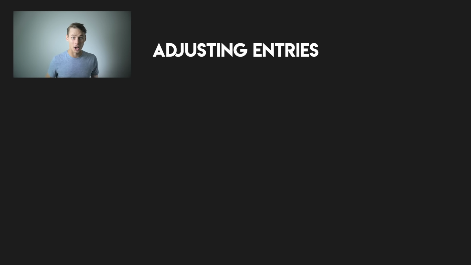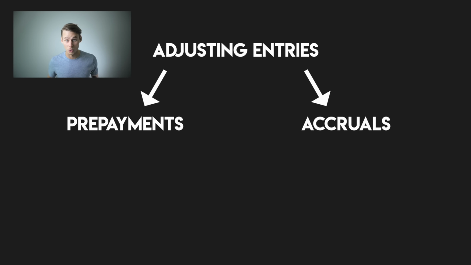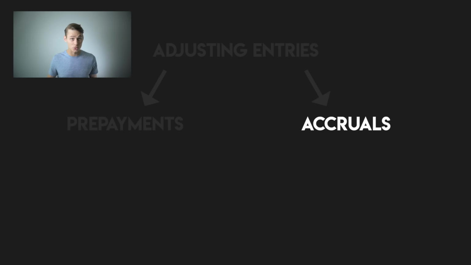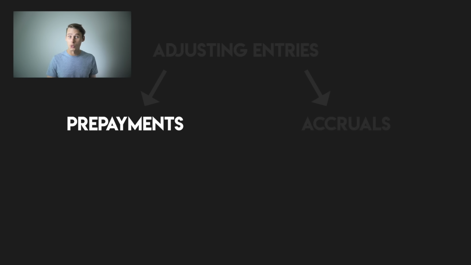There are 2 main types: prepayments and accruals. Prepayments occur when goods or services have been paid for in advance, whereas accruals happen when goods or services are to be invoiced in the future. In a prepayment, goods or services have been paid for in advance.